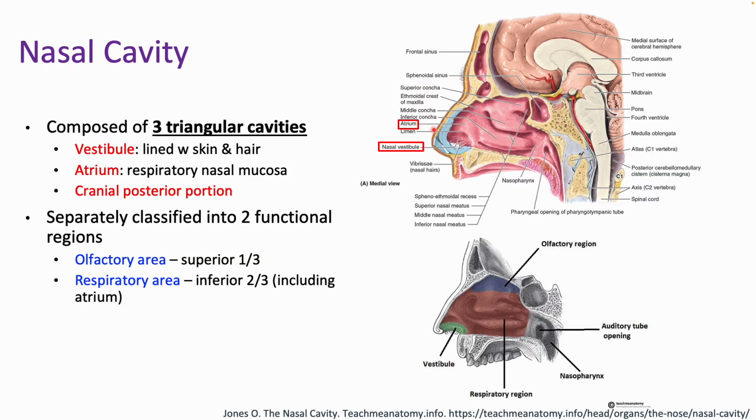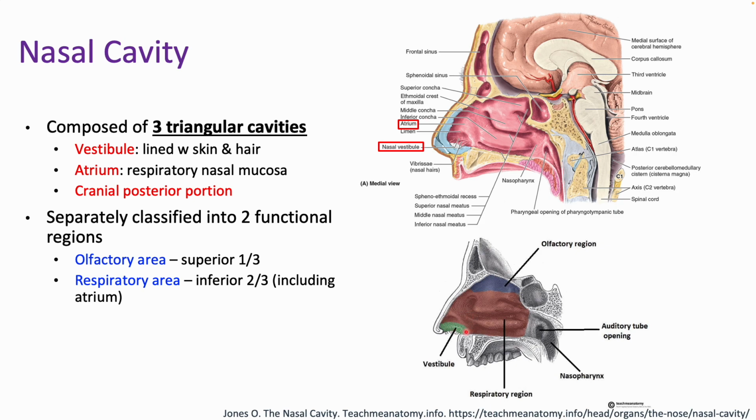So now we looked at the nostrils and the cartilage of the nose. Let's travel further into the nose and look at the actual cavity. And so it's going to be composed of 3 triangular cavities. And so first, we're going to have this part right here, or the green part down here. That's going to be our vestibule, and it's lined with skin and hair. And that's like, if you stuck your finger in your nose, that's about as far as you're going to get, is to right about here.